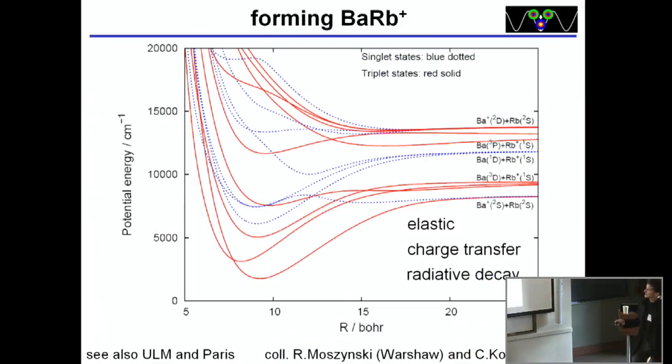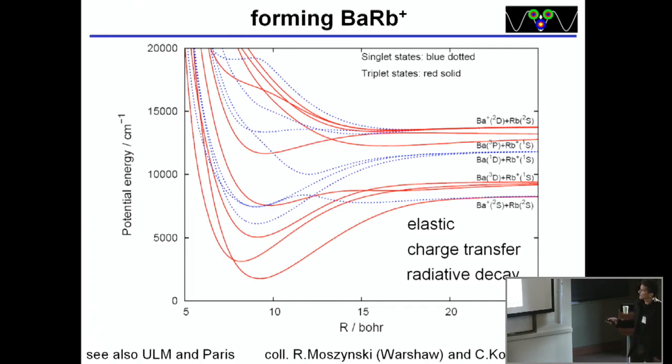but I want to go to the outlook perhaps. And here I don't want to discuss in detail these potential energy curves of barium rubidium. You see here barium plus and rubidium neutral coming in, forming potential energy curves for the molecular ions, and then the ground state is not shown here. You can also decay down into this molecular level, and then you have built a molecular ion of barium rubidium plus.